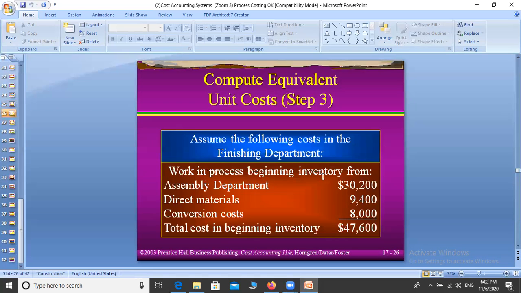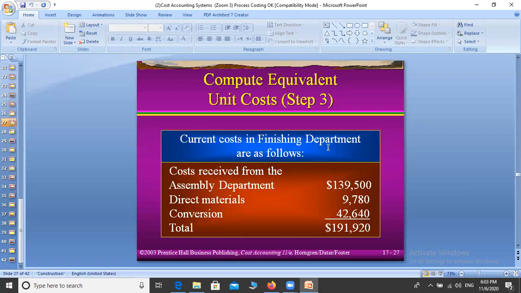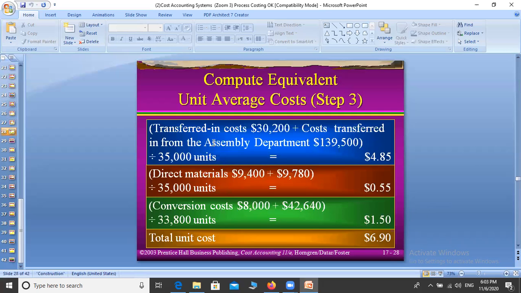Now, assume the following costs in the finishing department. Work in process beginning inventory from assembly 30,200, direct material 9,400, conversion cost 8,000. Total cost in beginning inventory 47,600. Now, current cost in the finishing department. Cost received from the assembly department 139,500. Direct material 9,780. Conversion cost 42,640. Total 191,920.